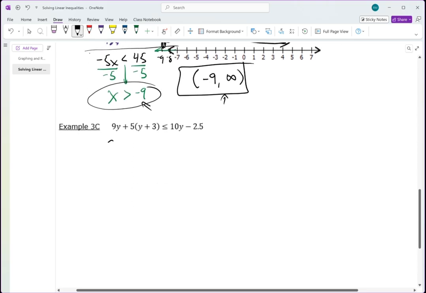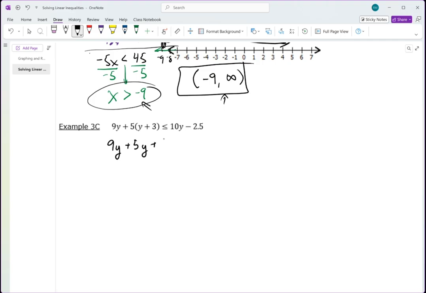Here, I'm going to go ahead and start by distributing that 5 through and making it 9y plus 5y plus 15 is less than or equal to 10y minus 2.5. Then I'm going to go ahead and combine the 9y and the 5y into 14y. And now I can start combining like terms by moving things around a little bit. So I want my y's to be on the left because that makes it easiest for me.